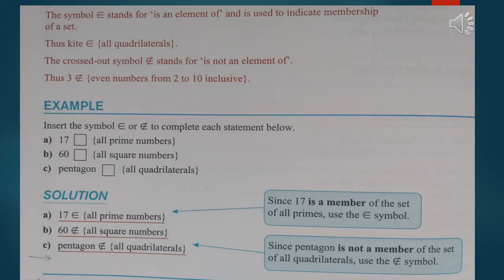The symbol ∈ stands for "is an element of" and is used to indicate membership of a set. Thus, a kite belongs to the set of all quadrilaterals. The crossed-out symbol ∉ stands for "is not an element of". Thus 3 is not an element of the even numbers from 2 to 10 inclusive.